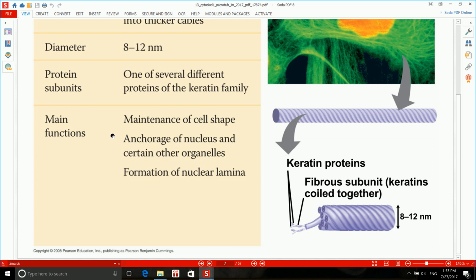And the functions, well, maintenance of cell shape, as we said, is common in all of them. And if you remember from the lecture about nuclear pores, they form the nuclear lamina. So nuclear lamina is intermediate filaments. Lamina A, B, and C are intermediate filaments. So forming nuclear lamina and maintenance of the cell are the two most important functions, and anchorage of the nucleus and certain other organelles is also another function, not as important as the other two.